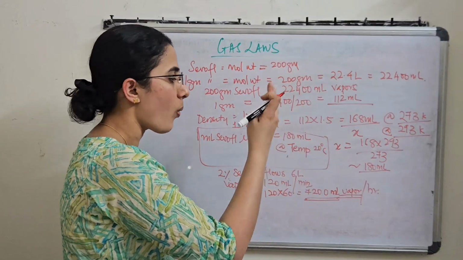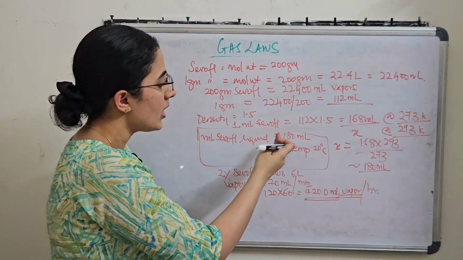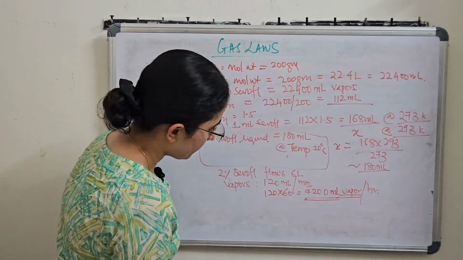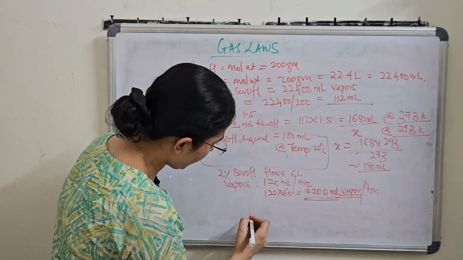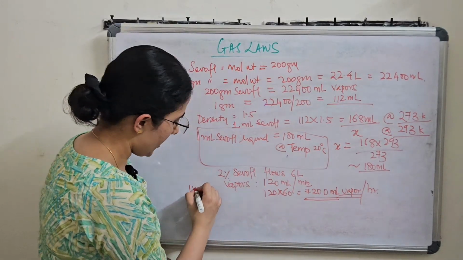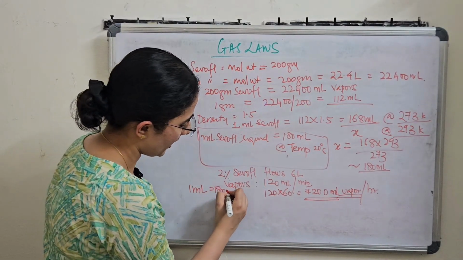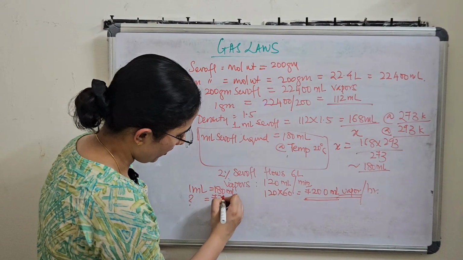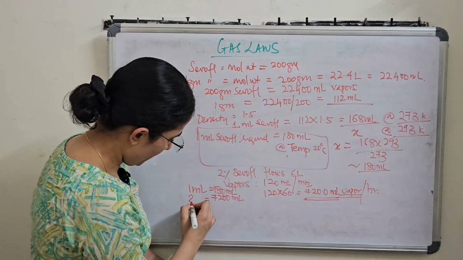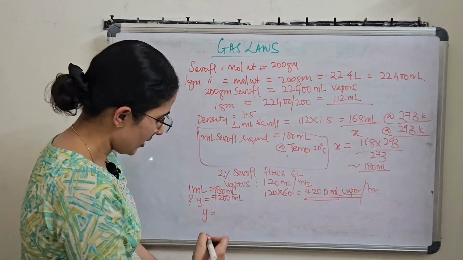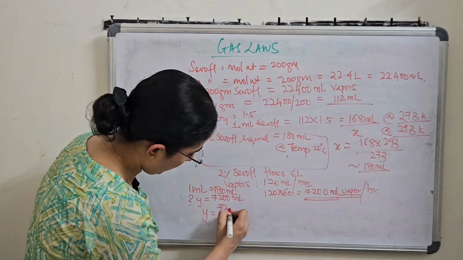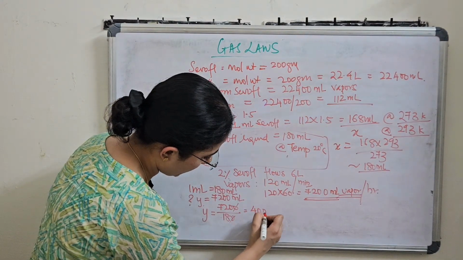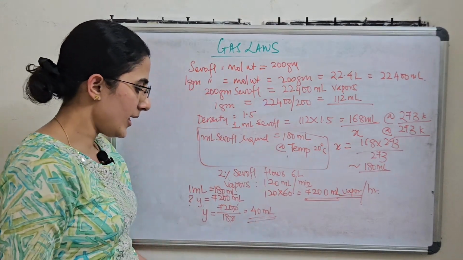We know that 1 ml of sevoflurane liquid will produce about 180 ml of vapor. So by using this formula, 1 ml will produce 180 ml of vapors. How many ml will produce 7,200 ml of vapor? Putting this Y into the picture, it comes as 7,200 divided by 180, which comes to approximately 40 ml.